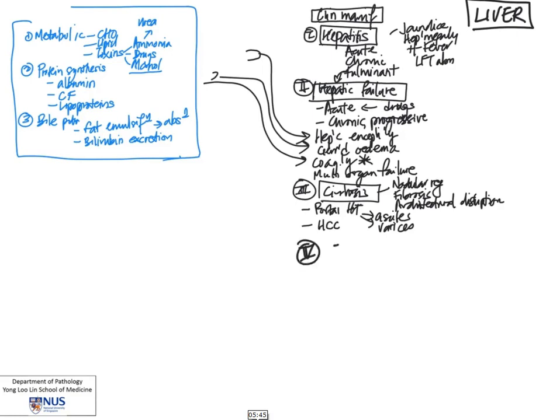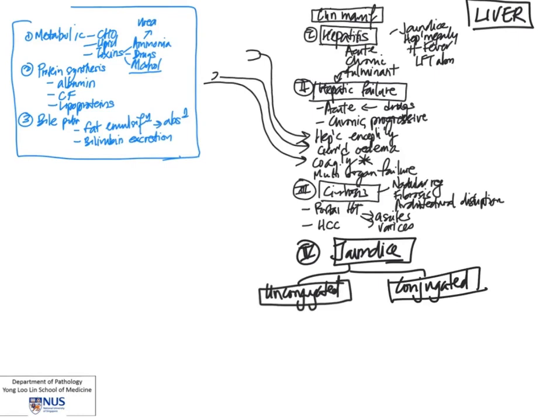Now, the last symptom or clinical manifestation that we're going to talk about is, of course, jaundice. Jaundice is defined as yellowing of the skin and the sclera due to increased serum bilirubin. There are many causes of jaundice, and it's probably the most simple to divide it into jaundice where there is increased unconjugated bilirubin in the blood versus increased conjugated bilirubin.